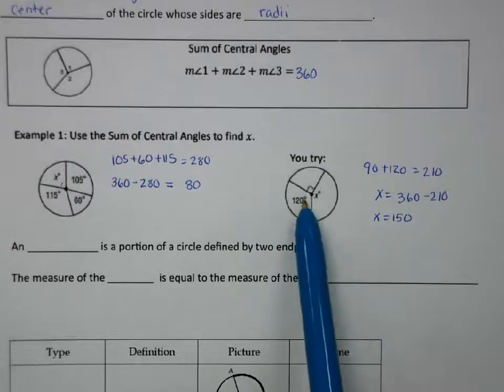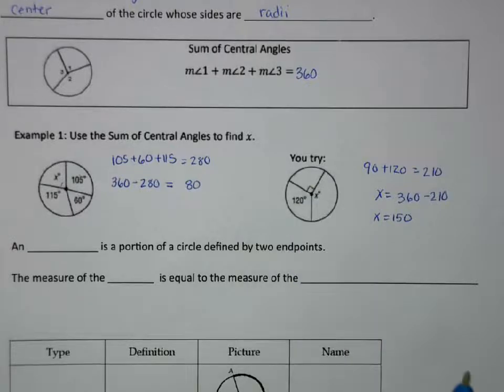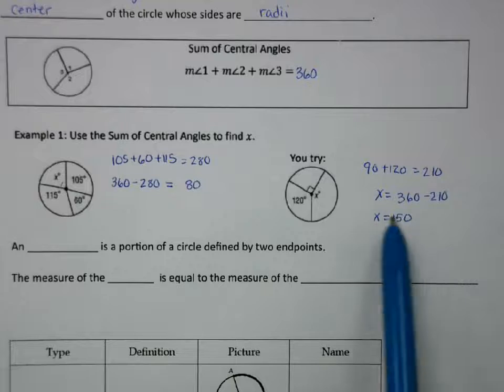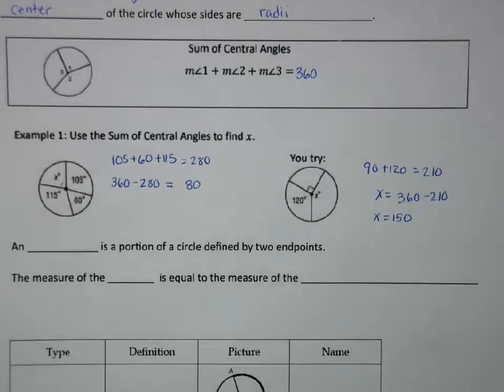So for that, we add 120 and 90. That notation tells me it's 90. That gives me 210. 360 minus 210 is 150.